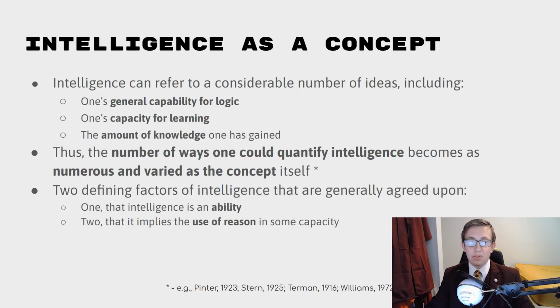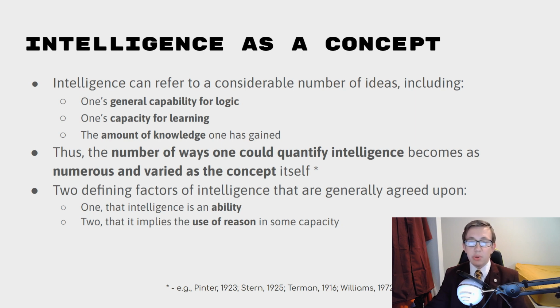So, to start, what you really have to do is define intelligence as a concept, because there's so many things that intelligence could refer to, and the way that you quantify and measure intelligence is highly subjective on these things, which is something we'll get more into later. So intelligence, across some of the definitions, can include somebody's capability for logic, somebody's capacity for learning, or the amount of knowledge that somebody has gained. And when you think about this, there's so many ways you could define intelligence and what specific aspects make it up that the ways you quantify it become as varied as the concept.